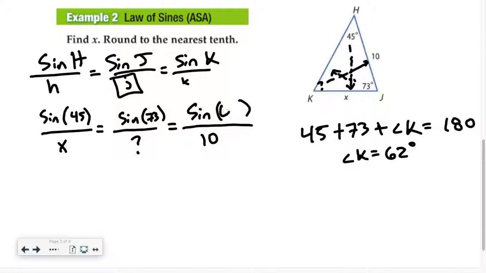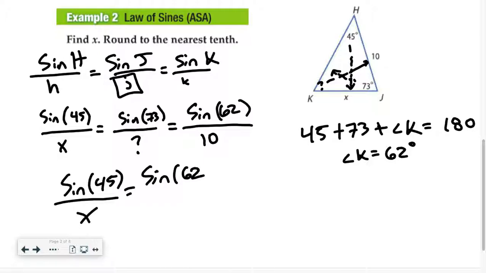Okay, so we can plug that in, and now we have enough information with sine of 45 over x equals sine of 62 over 10. We don't need to use that middle part again. And now we just cross multiply and solve the rest of it. I'll leave that for you guys.